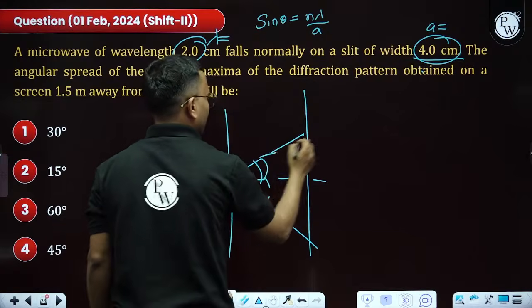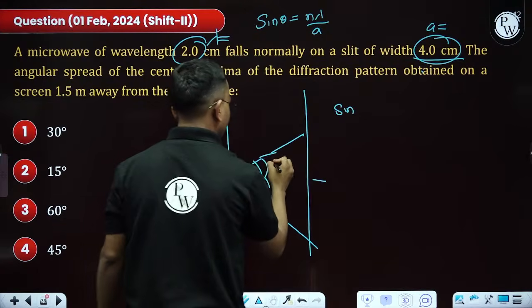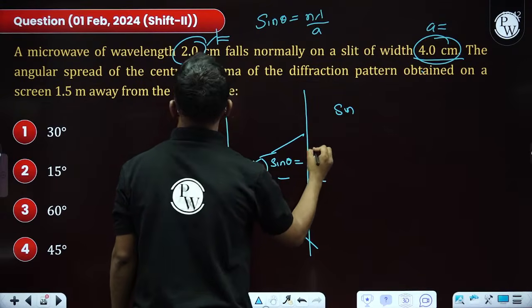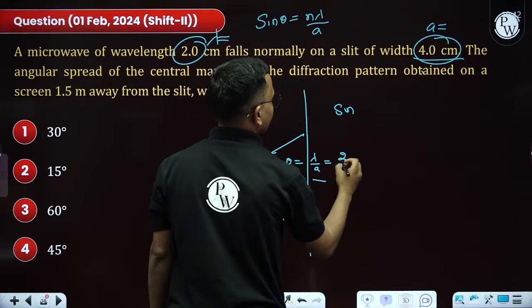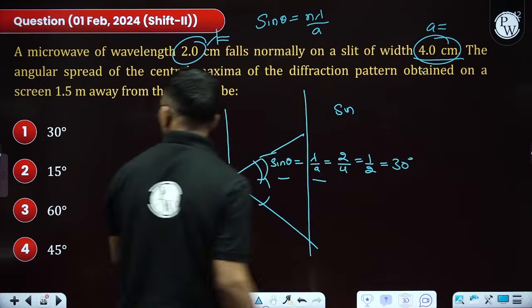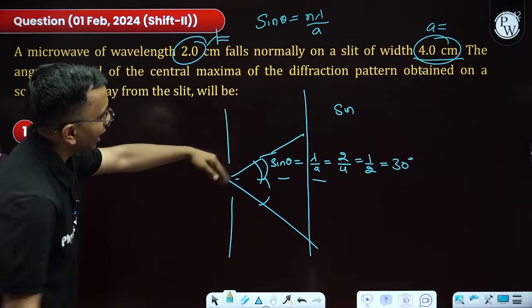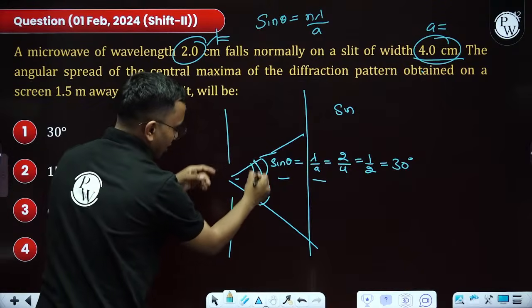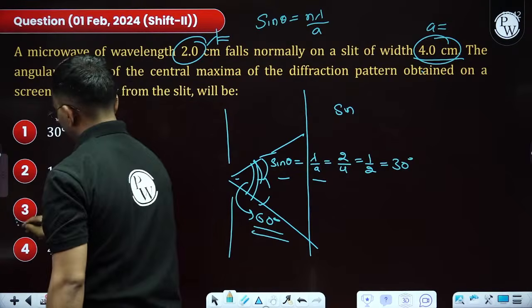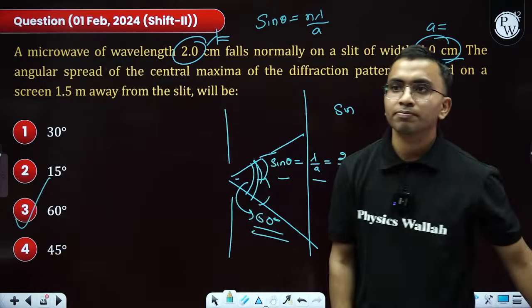Here is the first minima. So sin theta is equal to lambda by A. What is lambda? 2 centimeter. What is A? 4 centimeter. This is 1 by 2, so this is 30 degree. The half angle is 30 degree. I need the central maxima total. How much is this? 60 degree then, 30 plus 30 is 60 degree. Option third is coming out.